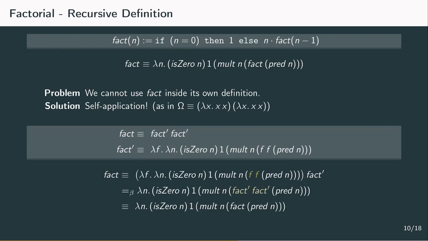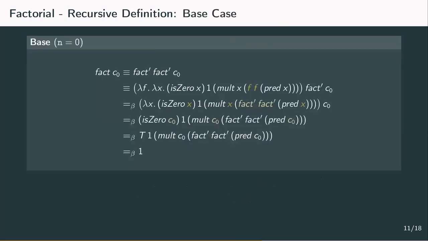Now that we've achieved exactly the construct that we were looking for, we only have to check whether our initial idea for the factorial function works. We're going to prove this by induction. For the base case, we compute the factorial of C0. In this case, we expect the result to be 1.